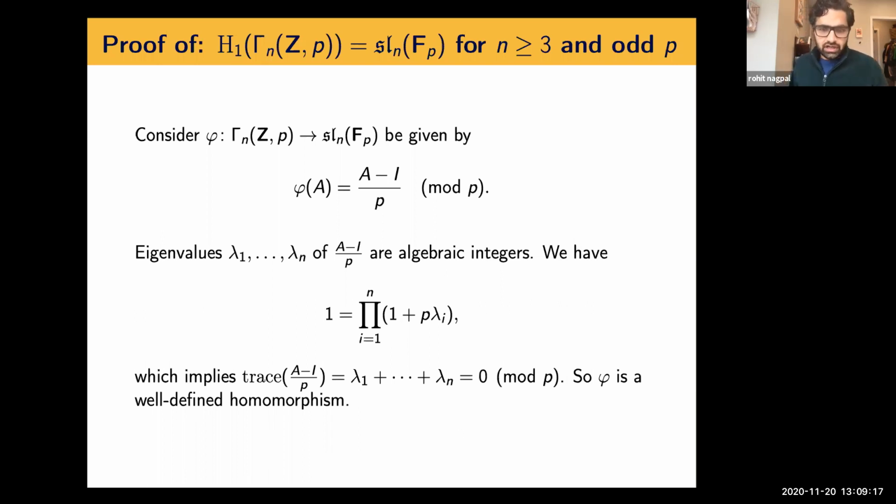This is not very hard to see because all the eigenvalues of this matrix (A minus I) over P are algebraic integers. And we know the product of the eigenvalues is just 1. So 1 plus P lambda_i is an eigenvalue of A, right? From that, we see that the sum of the lambda_i is 0 mod P. And so that just tells us that this is a well-defined homomorphism, right?